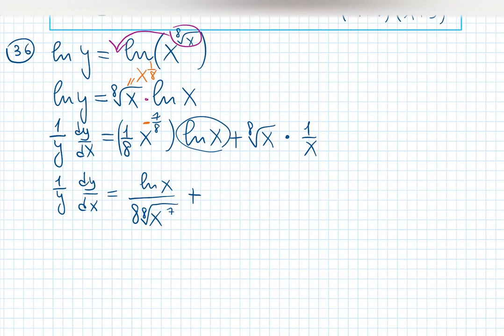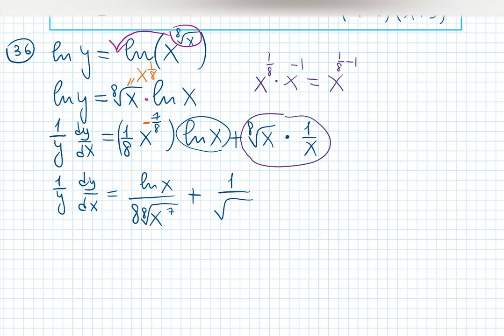Plus, now we can simplify the second piece. The second piece over here is actually x to the 1/8 times x to the negative 1. We can add these two. It will become x to the 1/8 minus 1, which is the same thing. It's the same piece we had before, but this time it's going to be 1 over 8th root x to the 7, because this is 1/8 minus 8/8, negative 7/8. So here is this piece. And I can write down the equal sign.